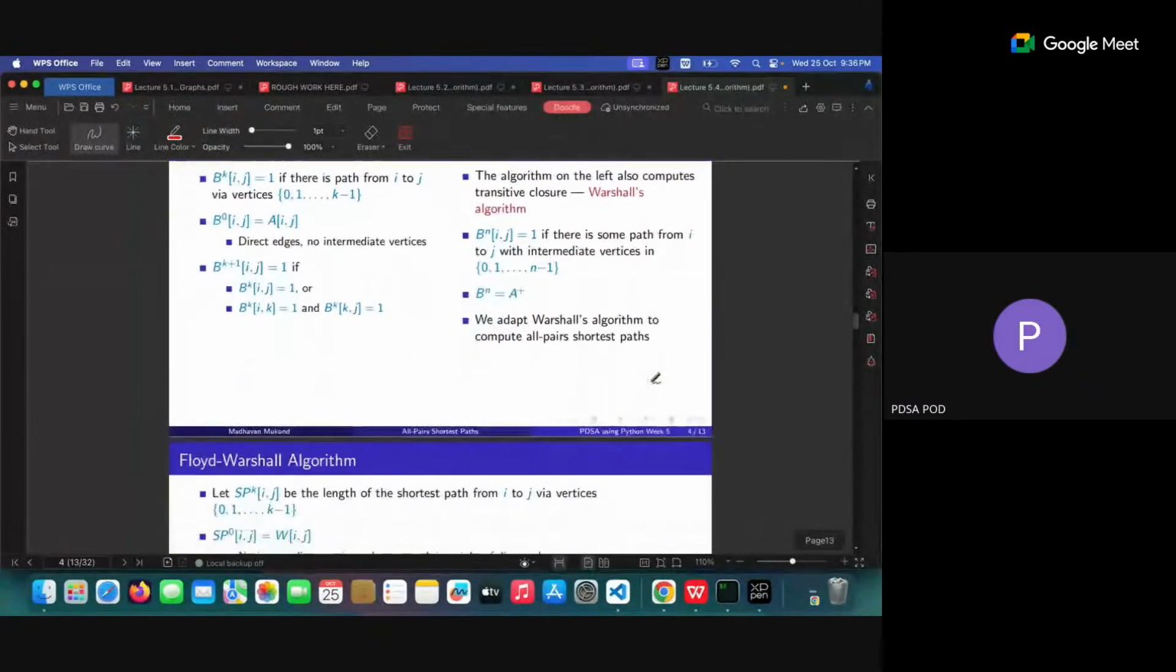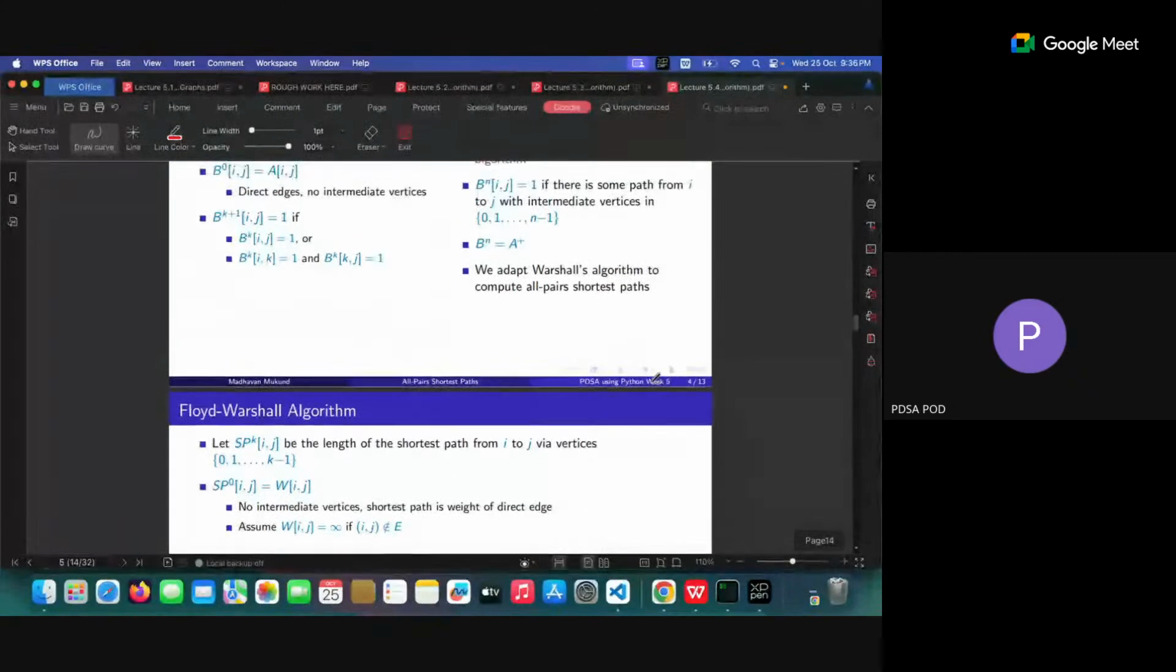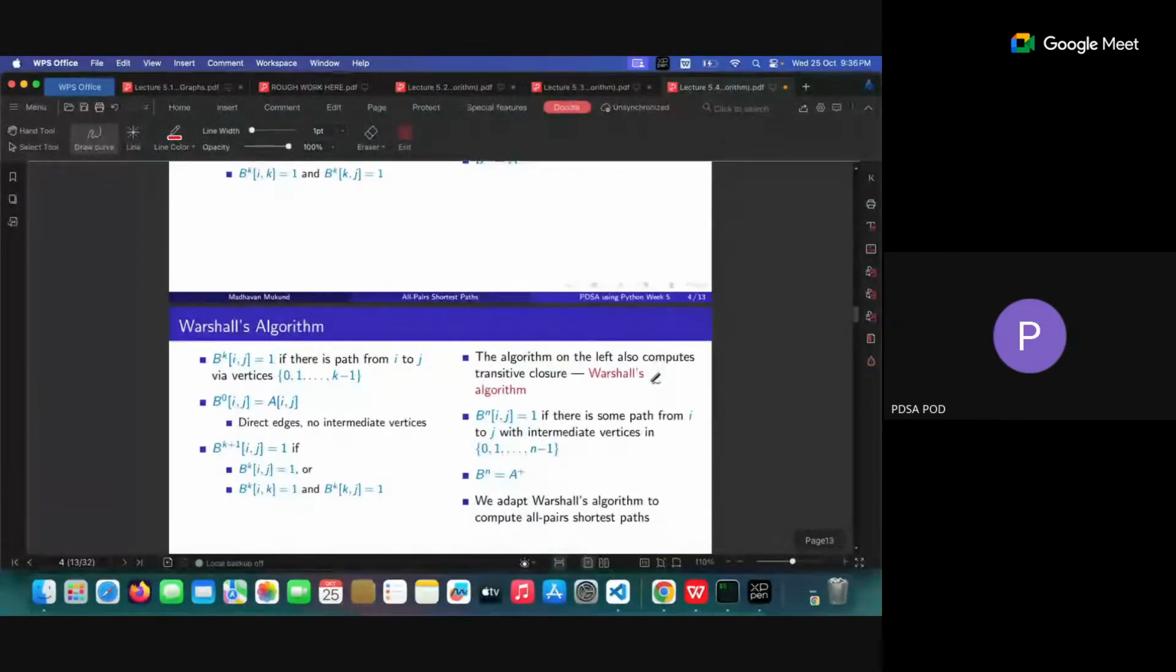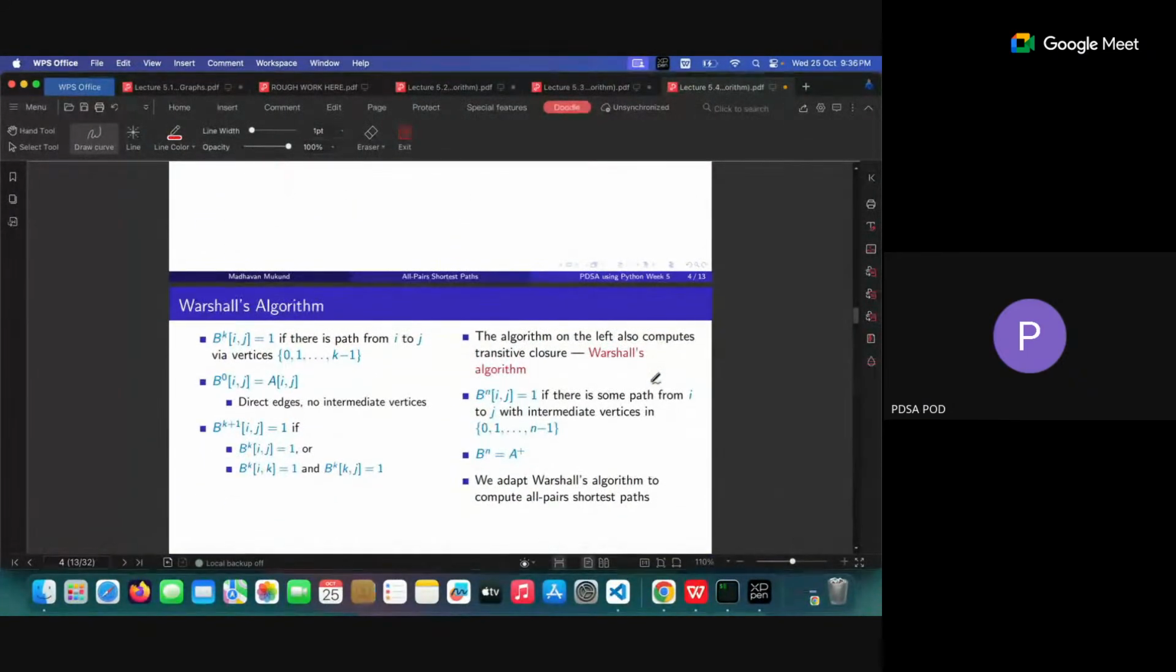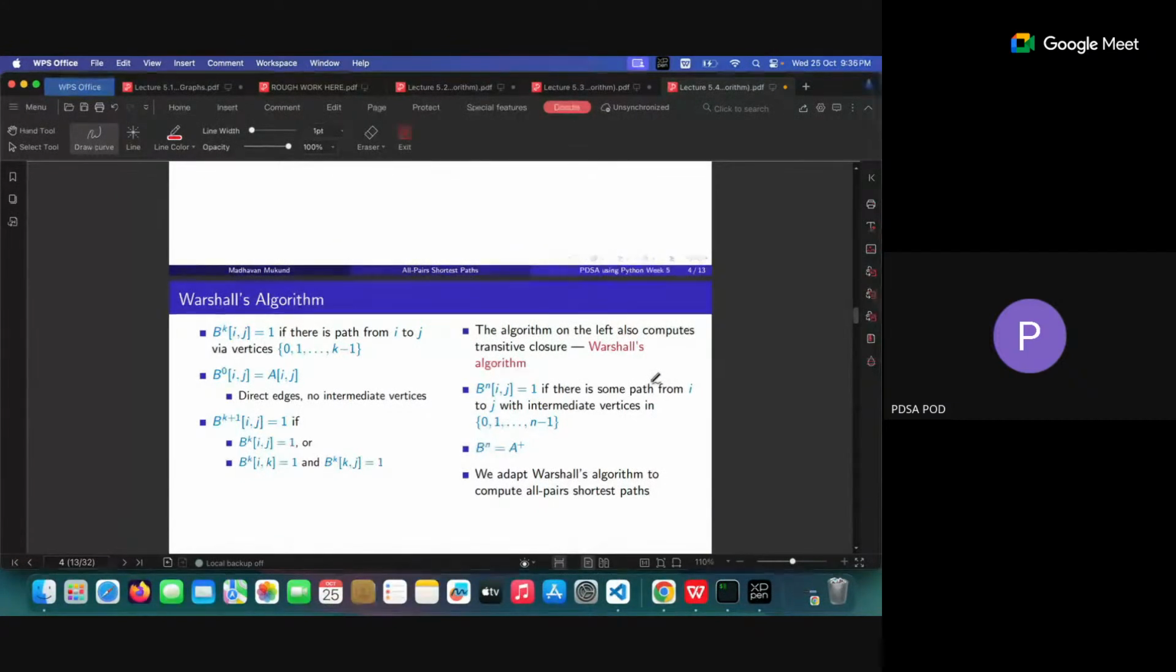So these are all the same slides. Yeah, the 13th one is ended. Yes. Yeah. So Warshall's approach is given. See, look at here.